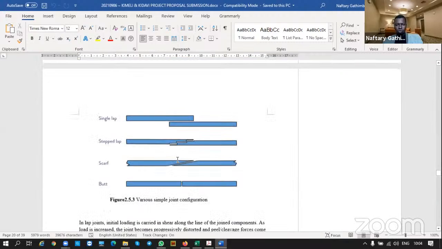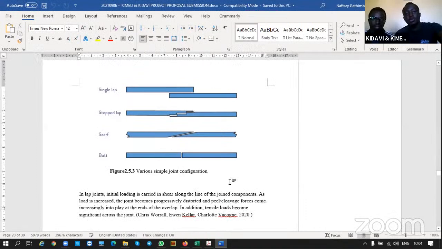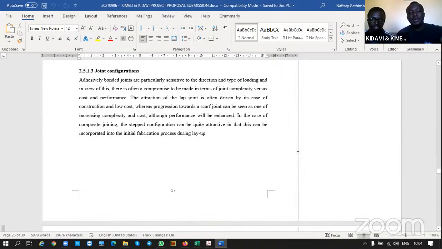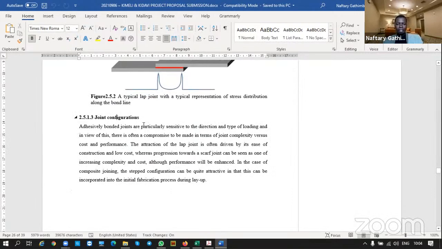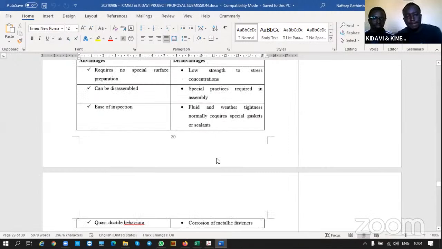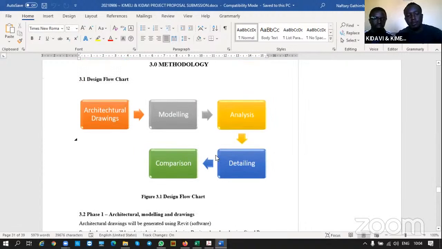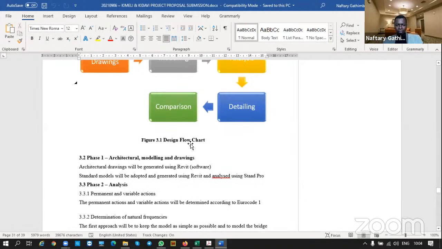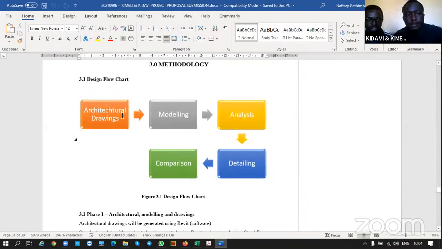You have literature on joints. We had to remove this in the final document because we felt we should eliminate a lot of irrelevant literature and include empirical. Yes, because there was nothing on the joint in your objectives. I did not mention anything about this design flowchart. We eliminated it from the document.